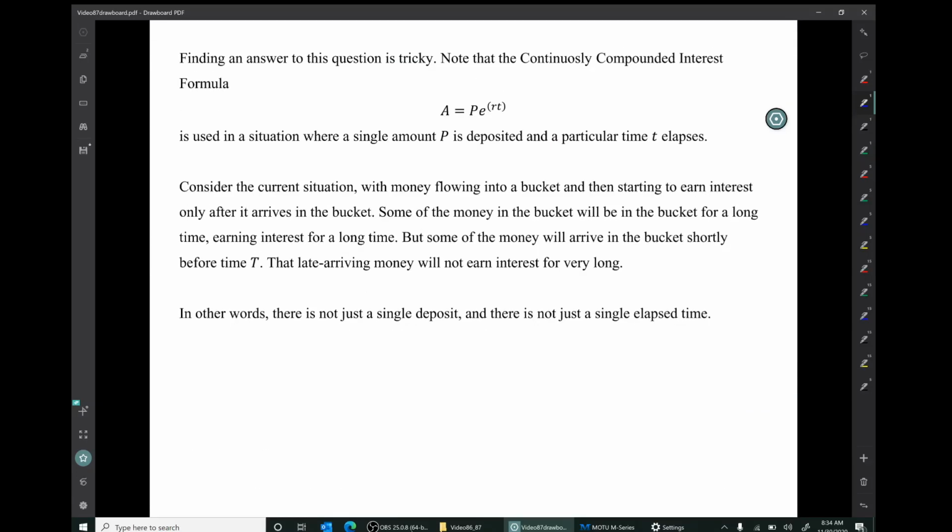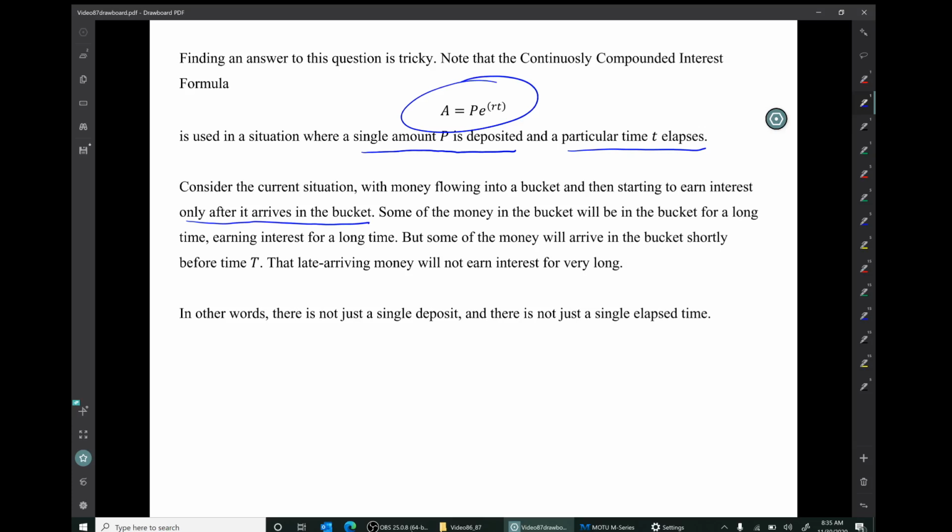Finding an answer to this question is actually tricky. Note that the continuously compounded interest formula, capital A equals capital P e to the rt, is used in a situation where a single amount, capital P, is deposited and a particular time, little t, elapses. Consider the current situation with money flowing into a bucket and then starting to earn interest only after it arrives in the bucket. Well, some of the money in the bucket will be in the bucket for a long time, earning interest for a long time.